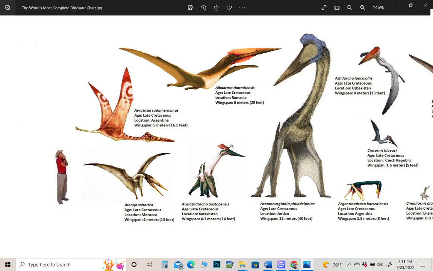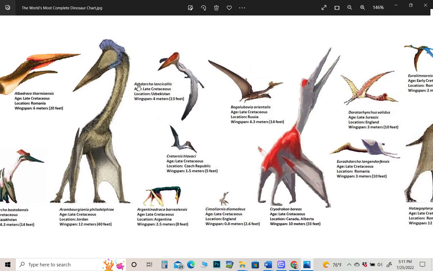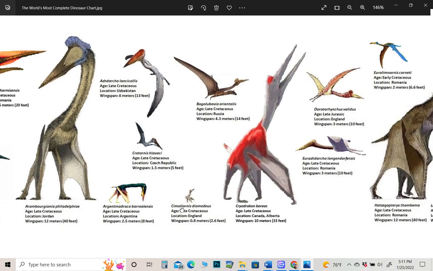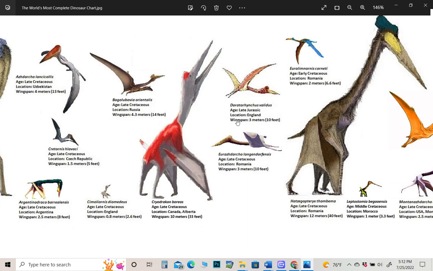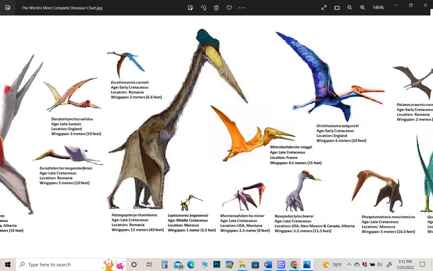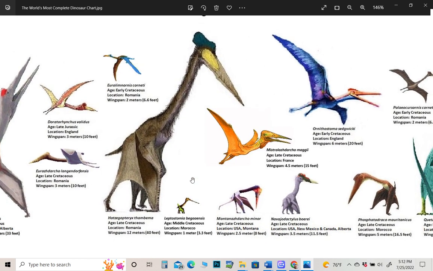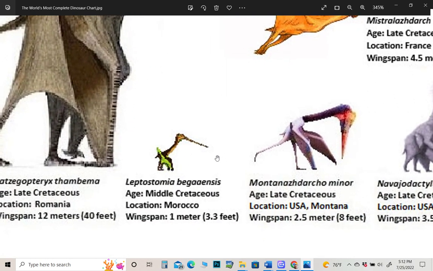Aerotitan, Alanqa, Albadraco, Arambourgiania, Azhdarcho, Cretornis, Bakonydraco, Argentinadraco, Simurghia, Cryodrakon, that was discovered the other year, from Canada. Eurazhdarcho, Phosphatodraco, Hatzegopteryx, Lepidostomia, which is very unusual. This one has an ibis-like beak. This is the closest one I could fit into, but it's probably going to get its own family.